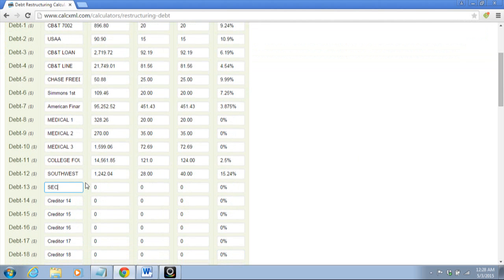They also have a security services. $411.54 is the balance. $20 the minimum payment. They actually pay $40 on there, and 9.75% interest.